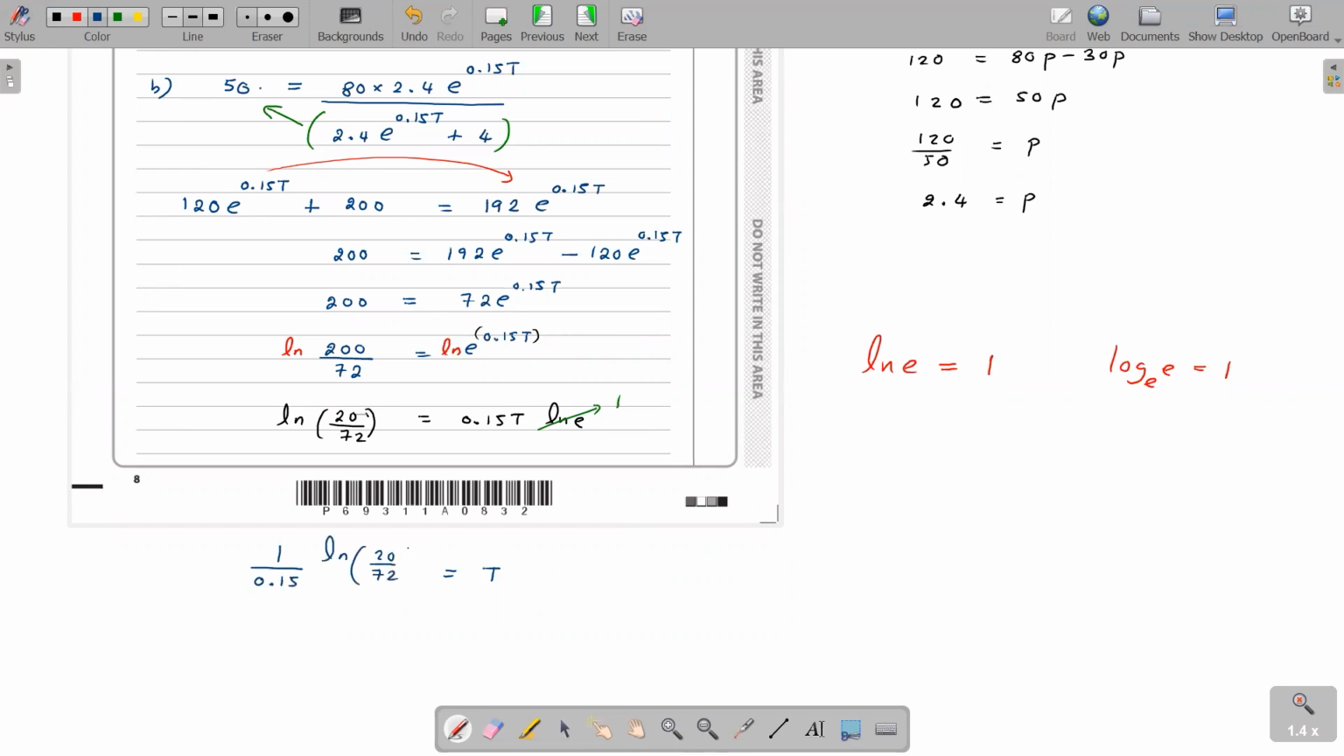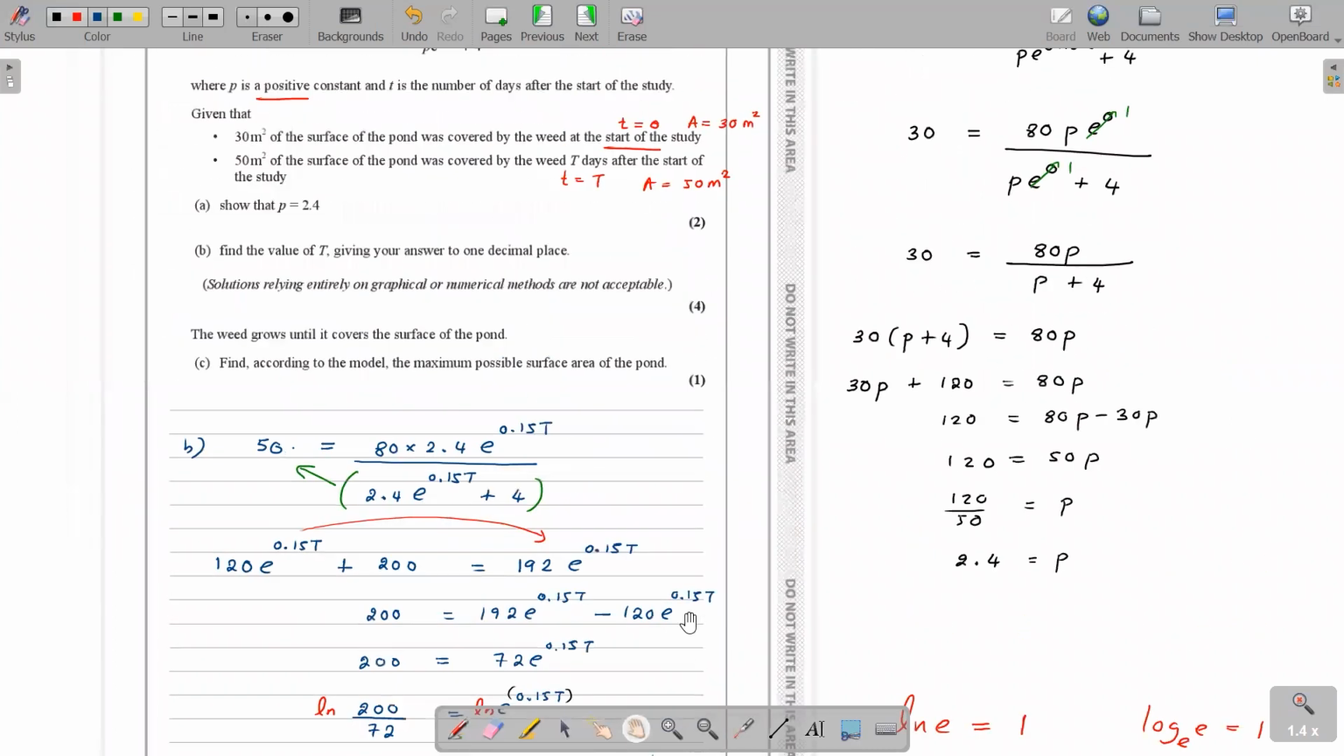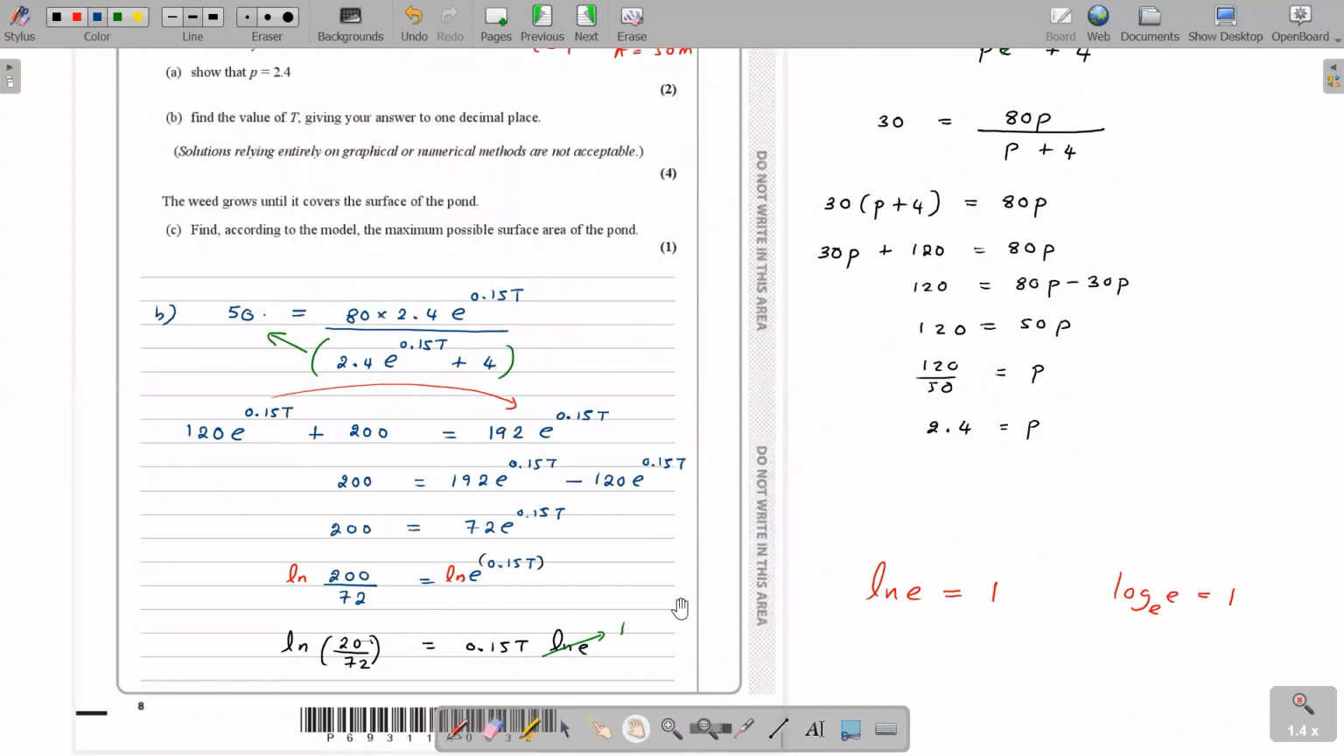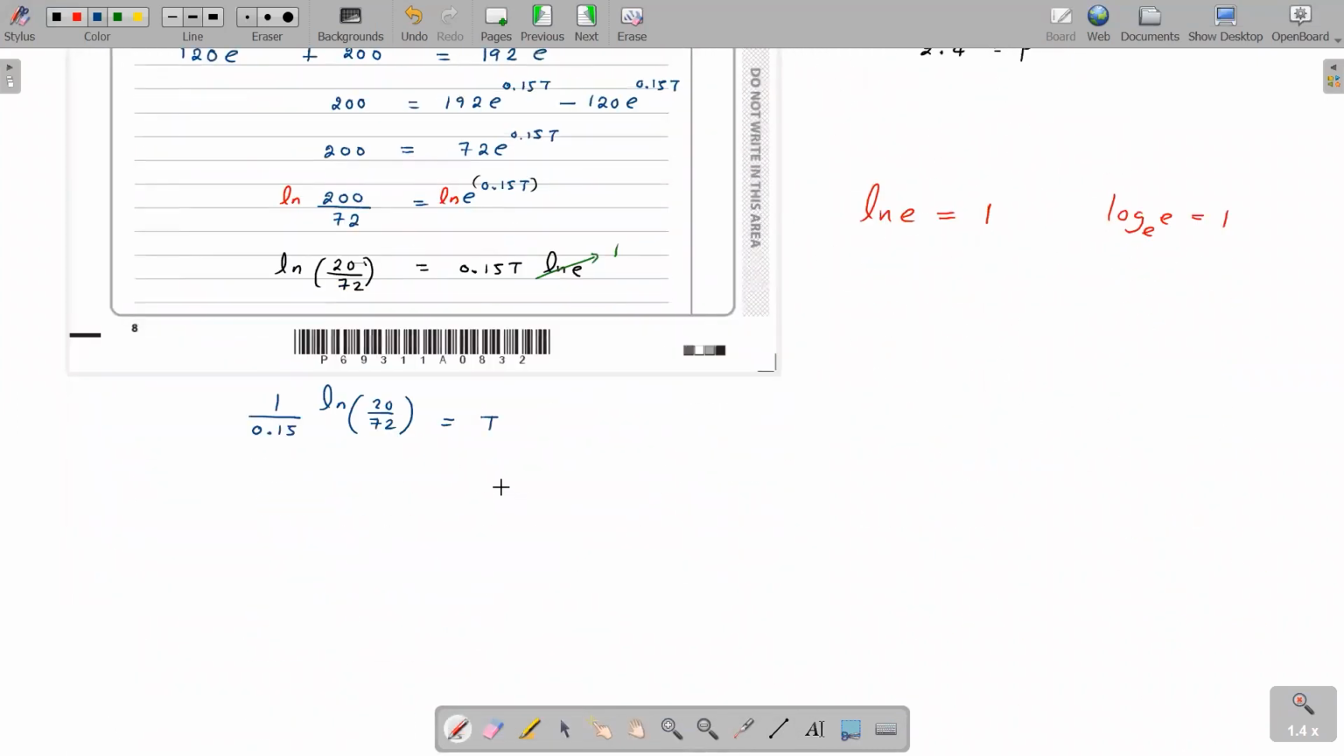Have they asked for an exact answer? Oh, they ask to find the value of t giving the answer to 1 dp. Okay, so we can now type the whole thing in the calculator and get the answer correct to 1 dp. 200 over 72, which can be simplified. 1 over 0.15, how much is the simplest value for 1 over 0.15? So 1 over 0.15 is 20 over 3.